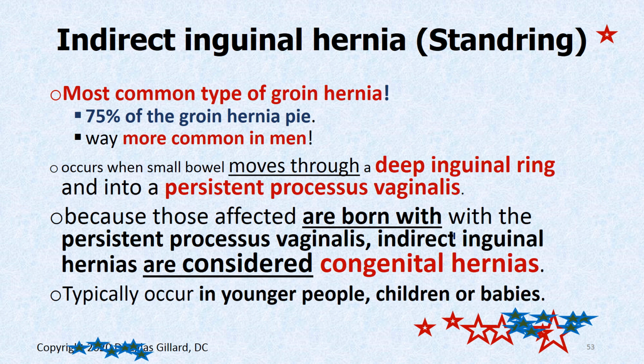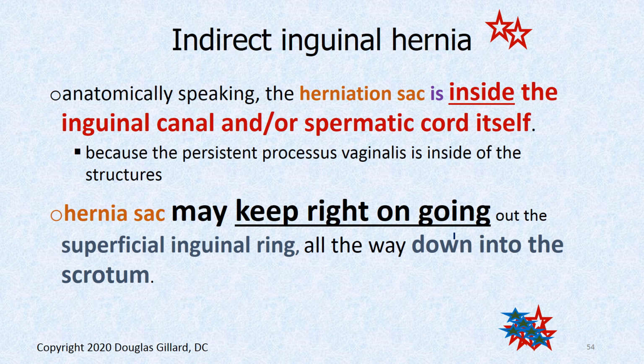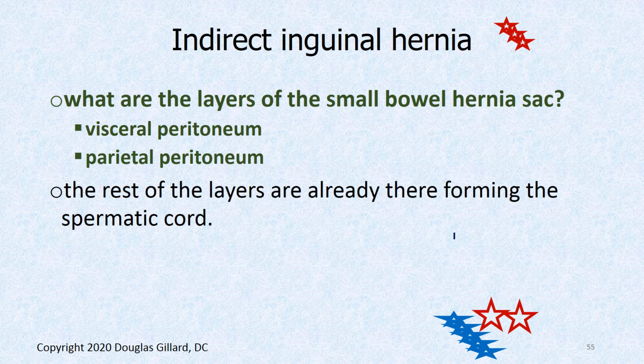Okay, we talked about that already. Anatomically speaking, the hernia sac is inside of the inguinal canal. Yeah, how come? I thought it was inside the processus vaginalis. Yeah, but the processus vaginalis is inside the inguinal canal. And it's also the processus vaginalis is inside the spermatic cord. So these indirect hernias go right through the spermatic cord itself, go through the inguinal canal, through the deep inguinal ring, through the superficial inguinal ring, but it's still inside the processus vaginalis. Okay, and it could end up in the scrotum, as we said.